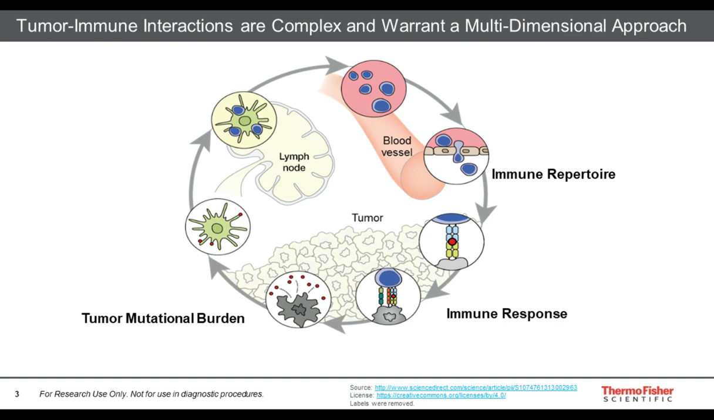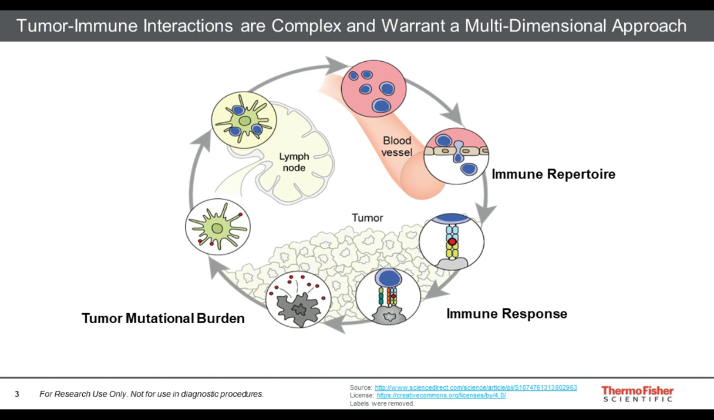The cancer immunity cycle is very complex, and it needs to be studied from multiple angles. The figure shown here is from a 2013 Cell publication by Chen and Mellman, and it provides an overview of the cancer immunity cycle. It begins in the lower left with the release of cancer cell antigens into the tumor microenvironment upon cancer cell death.